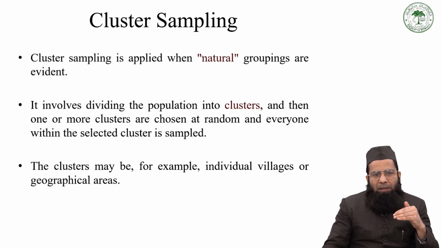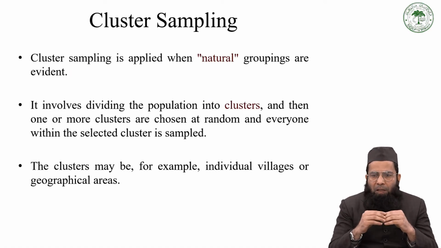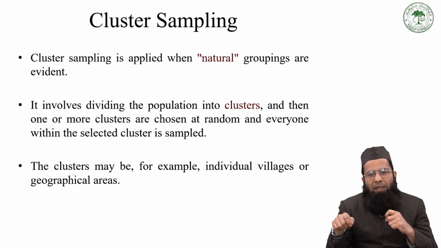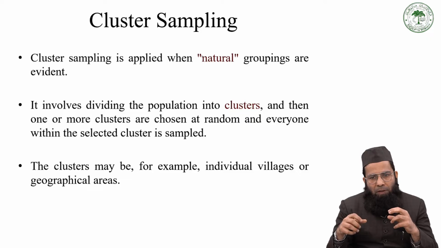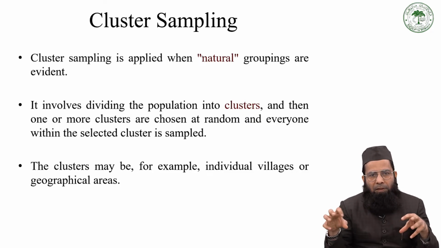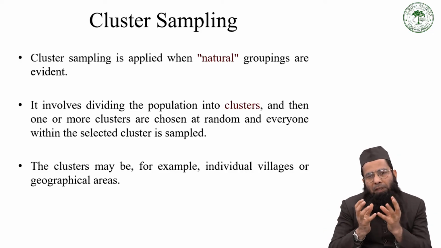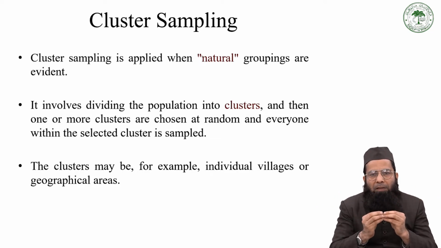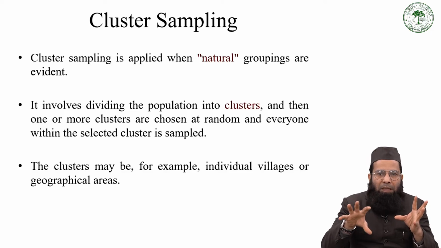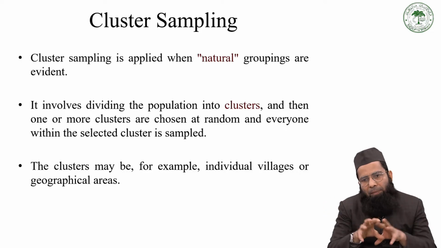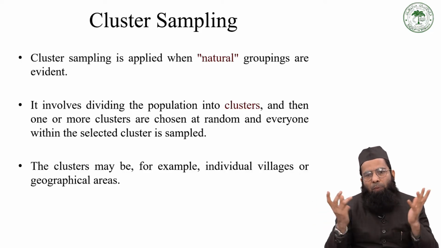Now we will discuss cluster sampling. Cluster sampling is a technique used when natural groupings are evident in a statistical population. Natural grouping: suppose you have several citizens, right? The natural grouping could be that we divide these individuals into different states, and similarly, they could belong to different districts. So district wise, we can make different groups, or state wise, we can make different groups. So this is the natural grouping.